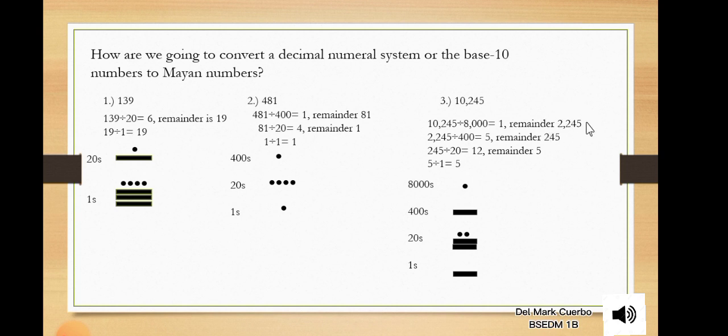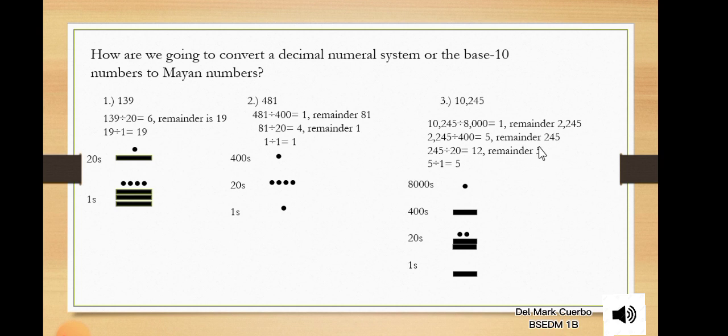So this remainder would be used to divide on the previous place value of 8,000, which is 400. So 2,245 divided by 400 is equal to 5, and our remainder would be 245. So we are also going to choose this 245 to divide in the previous place value of 400, which is the 20. So 245 divided by 20 is equal to 12, and our remainder would be 5.